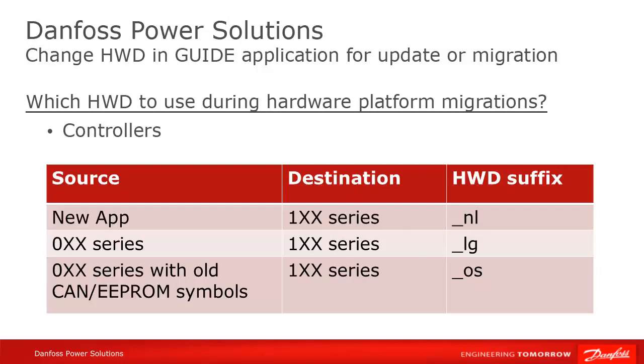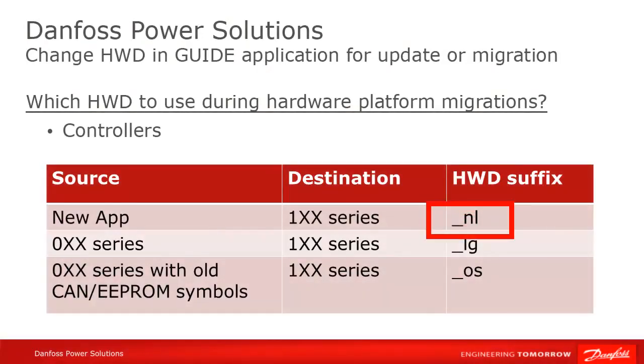Using this HWD will allow you to compile your 0 series program to run on a 1 series controller. That said, it is a new controller with different timing and a different compiler, so you still need to test your application thoroughly to see if it performs as expected.